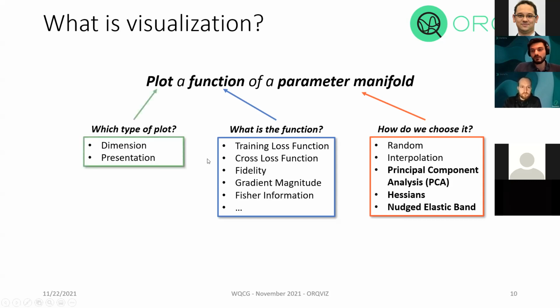And just to come to the plotting part, of course, the question is, okay, 1D, 2D, 3D, what do I want to plot, and how do I plot it? There are a lot of defaults in ORQVIZ that make it all super easy. You don't have to go beyond that, so I don't think we have to worry too much about this. So again, this is how I understand visualization. We're plotting a function of a parameter manifold.